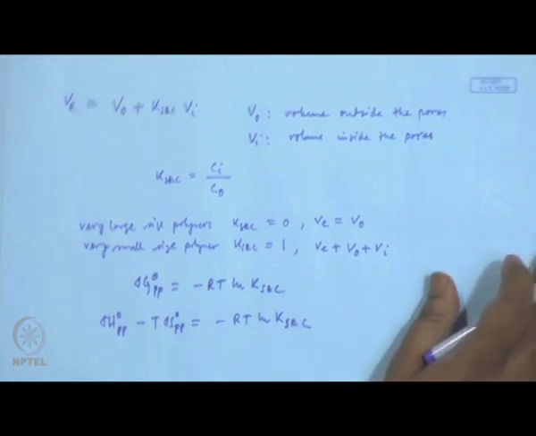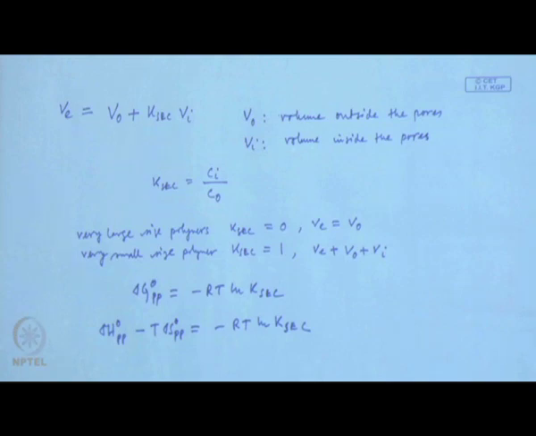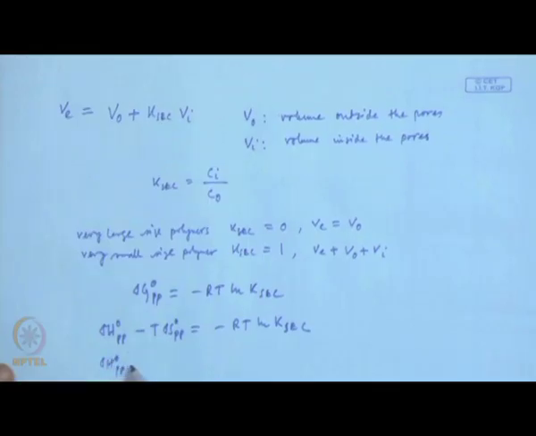Now, as we know that in gel permeation chromatography, there is no interaction between the polymer molecules and the pores or the column. There is no interaction between them. So, the value of del H for pore penetration must be 0. Hence, K_SEC would be given by e to the power del S_0 Pp by R.